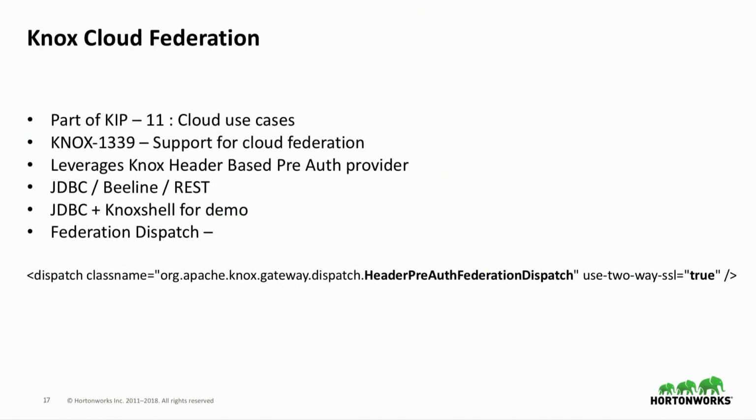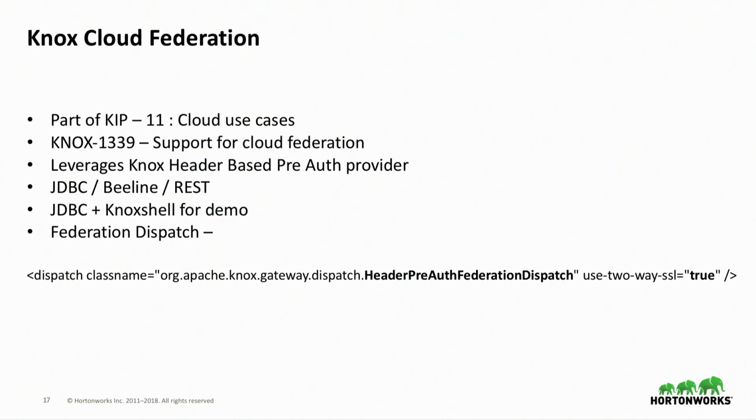Now, Knox Cloud Federation. This effort is a part of KIP 11 cloud use cases, and the work is done under Jira KNOX-1339. So if you're curious, you can look it up and help us. Also for this demo, I'll be showing JDBC with Knox Shell, using Knox line, which is basically a combination of Knox Shell and a GUI script. In the script, I'll be using JDBC to connect to Knox, which then connects to Hive.